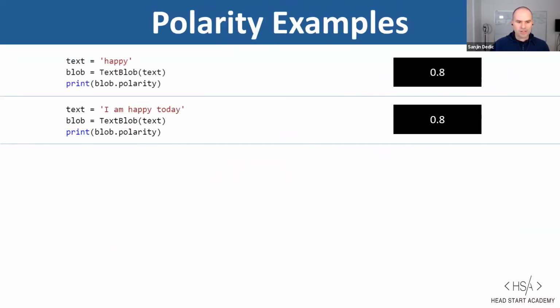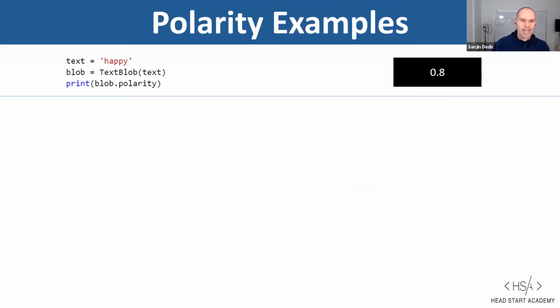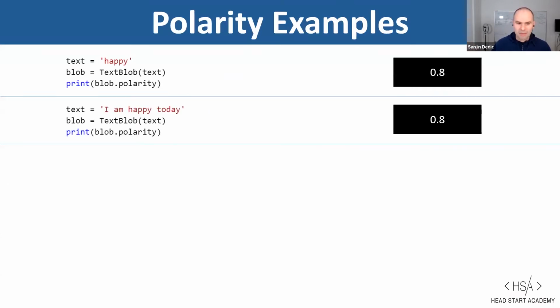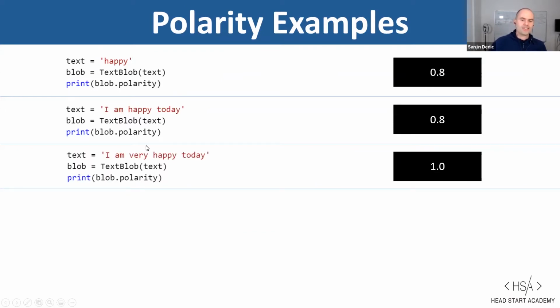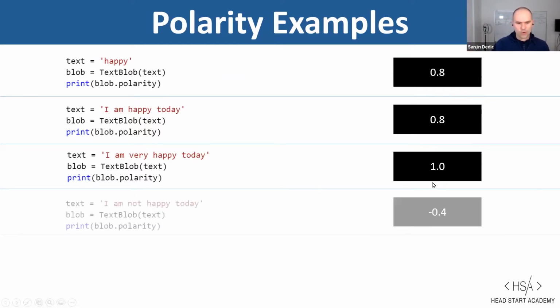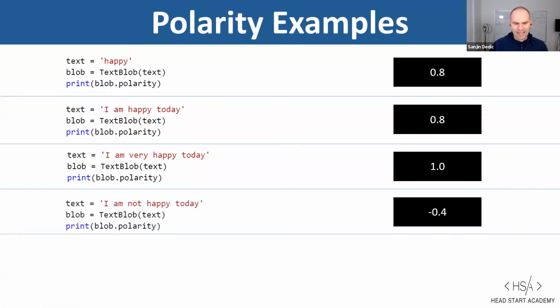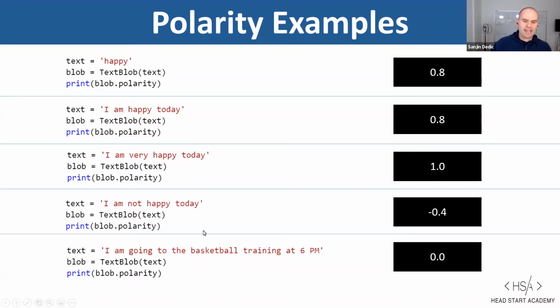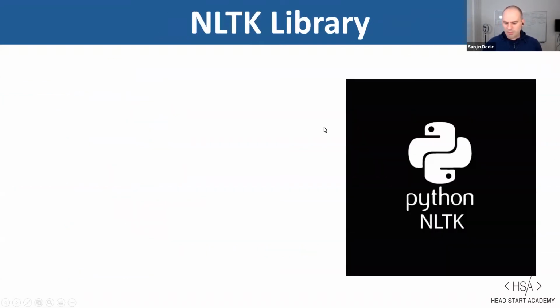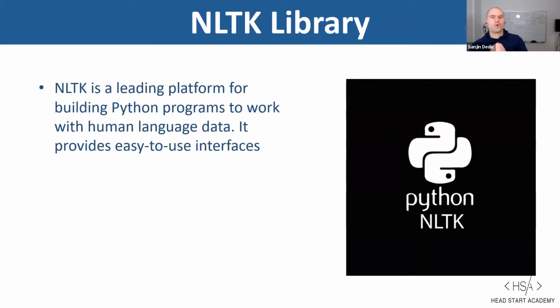So here are some examples of how it works. So if you say the word happy, that's 0.8. If you say I'm happy today, it doesn't matter. It only recognizes one tagged adjective. But if you actually use words that sort of amplify, like very happy or not happy, that would affect the polarity score. Yeah, not happy would make it negative. But if you actually have text that does not have any emotion in it, you're going to get a polarity score of 0. So next up, we're going to look at the NLTK library, which is basically the number one place where you do natural language processing for Python.